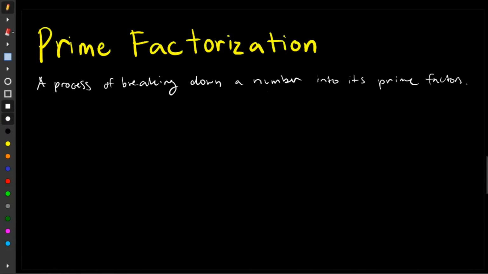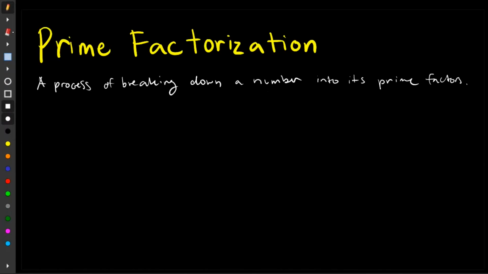Now let's dive into prime factorization. Prime factorization is a process of breaking down a number into its prime factors. Similar to what we did a while ago, we break down a number into its factors. But this time, its factors must be prime.